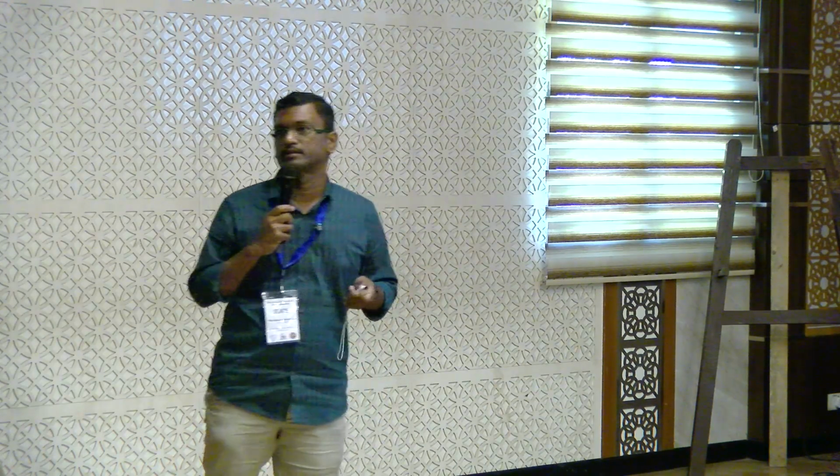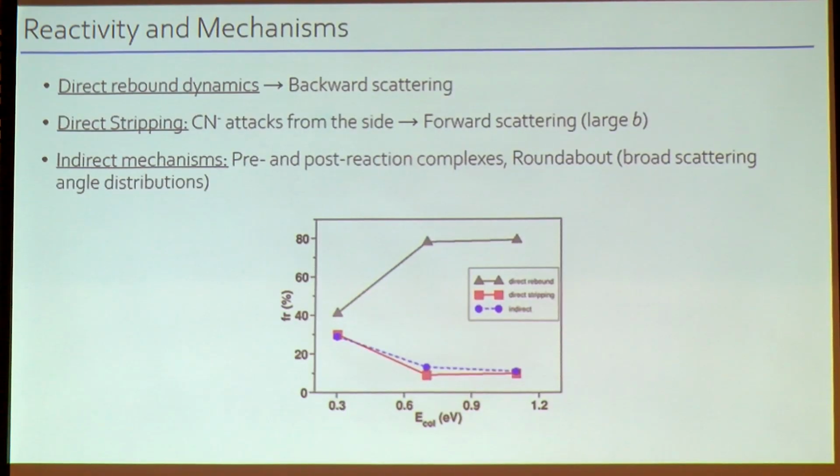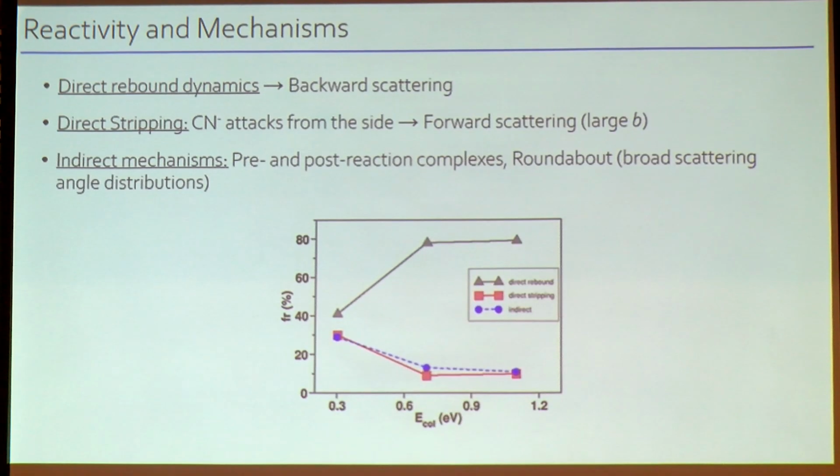This direct rebound dynamics leads to backward scattering. I'll show some trajectories in a moment. We also saw the direct stripping mechanism, where the CN minus approaches the reactant from the side, and typically it happens at large impact parameters, and it leads to forward scattering. And we also found a variety of indirect mechanisms. These mechanisms involve pre-reaction complexes, post-reaction complexes, and also the famous roundabout mechanism. These indirect mechanisms typically have long lifetimes, and they lead to broad scattering angle distributions.